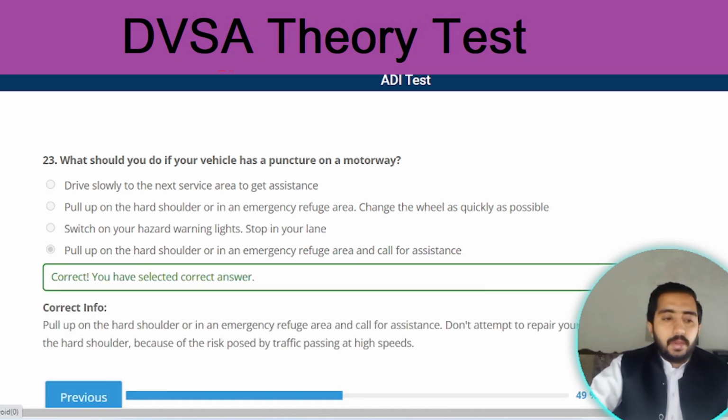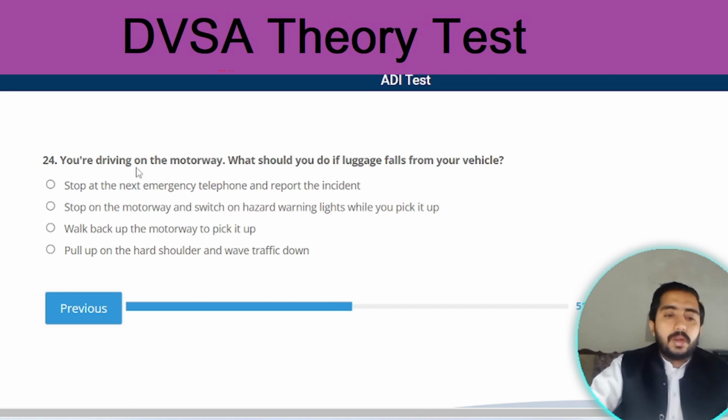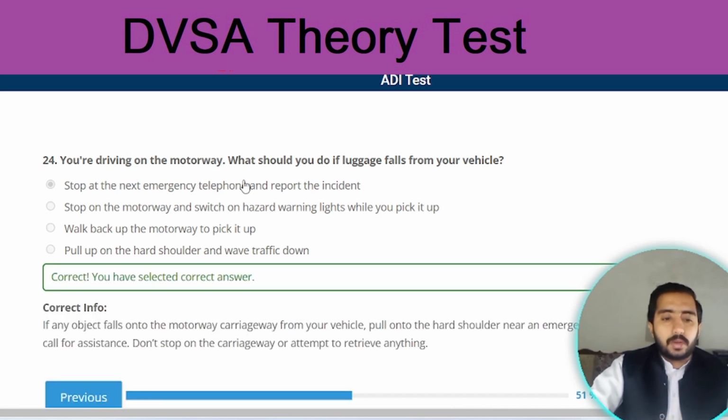Next question. Question 24. You are driving on a motorway. What should you do if luggage falls from your vehicle? If luggage falls and you are on a motorway, then stop at the next emergency telephone and report the incident. The correct option is stop at the next emergency telephone and report the incident. Option A is the correct one.